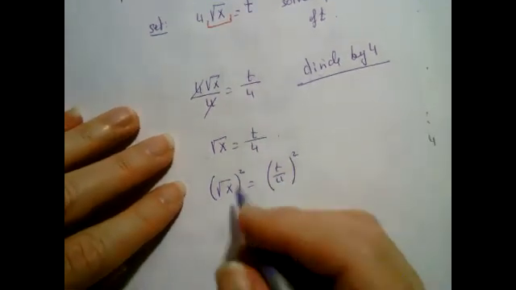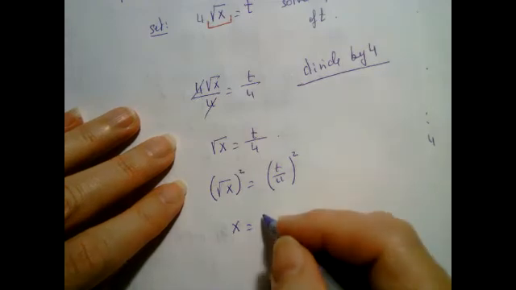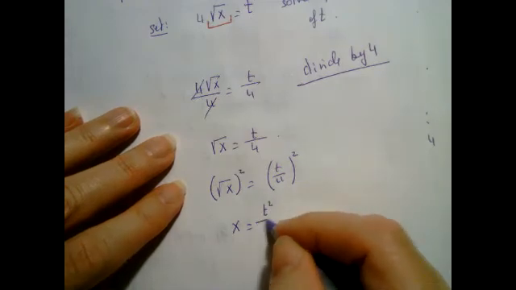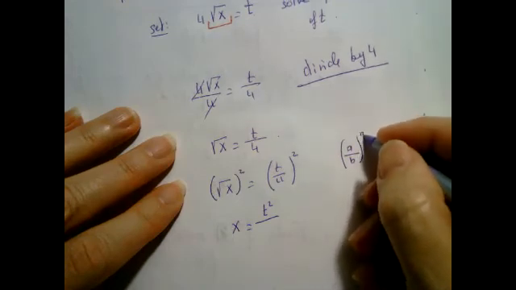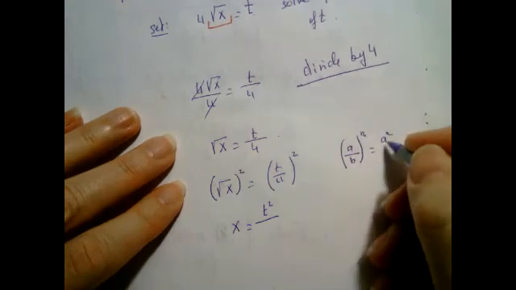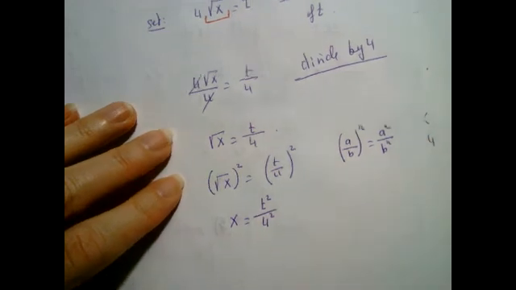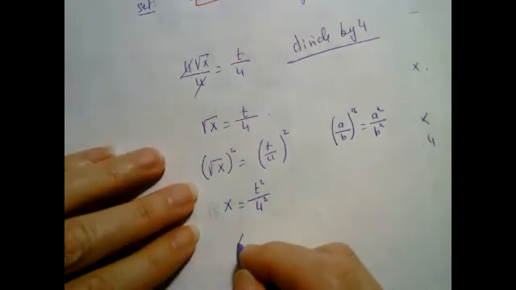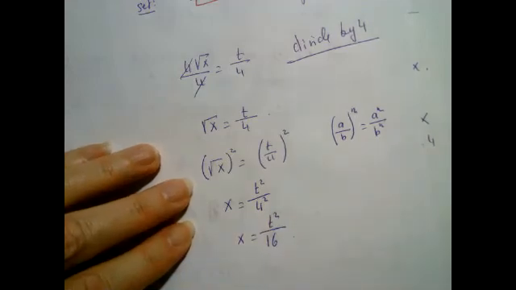Over 4 squared. It means x is t over 4 times t over 4, which is t squared. Remember, if you have a over b to a power n, it's a to the n over b to the n. So that's t squared over 4 squared. Or if you want, x is t squared over 16.